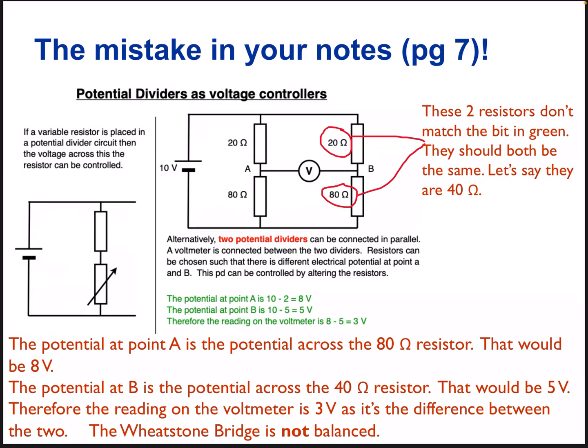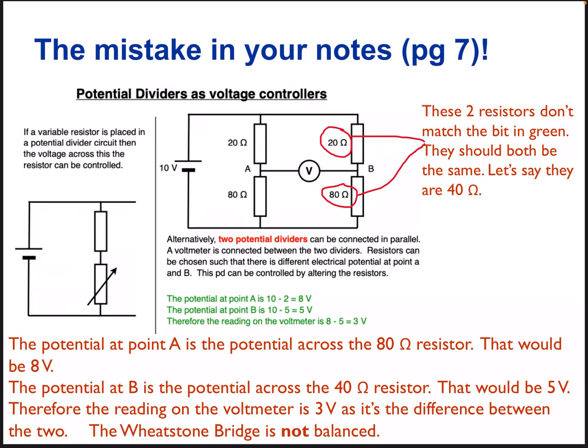But at the bottom of page 7 is this bit. So that's a screenshot taken from page 7 on your notes. There's a section called potential dividers as voltage controllers, and there's a mistake on it. So the 2 resistors on the right hand side that I've drawn the red circles around, they don't match the bit of information that's in green at the bottom. So they need to both be the same. Now it doesn't actually matter what they are because it's all about ratios, it's not about the actual values.